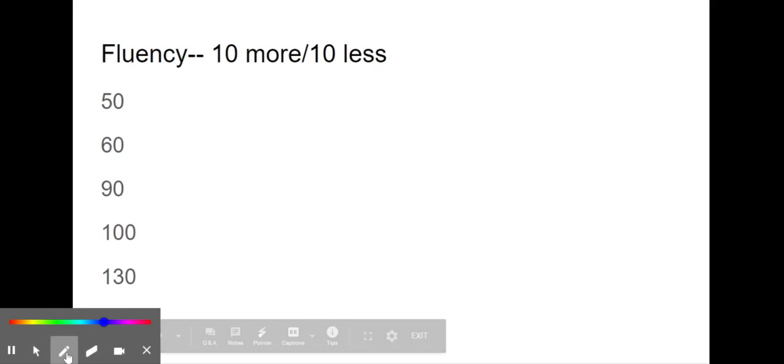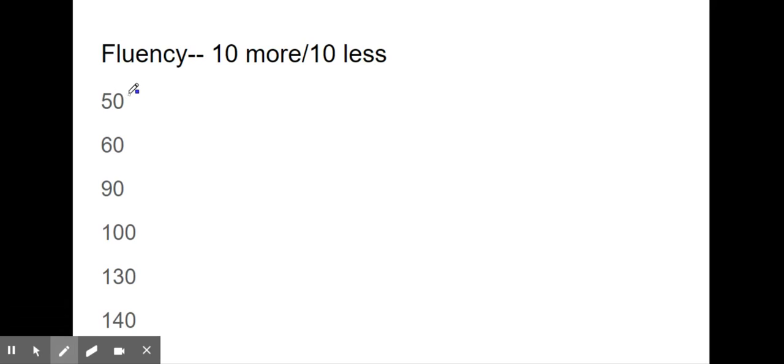So I'm looking at 50 first. 50 has 5 tens. I'm doing 10 more or 10 less. So 10 more for 50 would be 60. 10 less would be 40. Let's try 60. What is 10 more? If I add another 10 to my 6 tens, I would get 70. If I'm taking away a 10 from my 6 tens, I would be at 50.